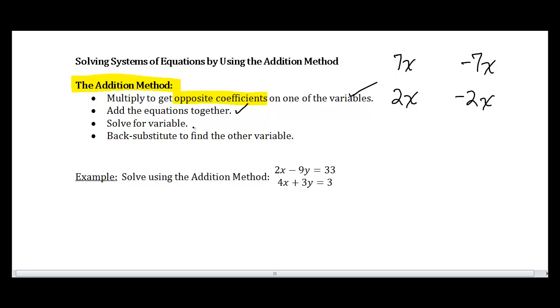Then we're going to solve for a variable, because one of the variables will be eliminated and we'll have an equation with one variable. So we'll solve for that variable. Then we're going to back substitute into one of the original equations to help us find the value of the other variable. Let's look at an example.